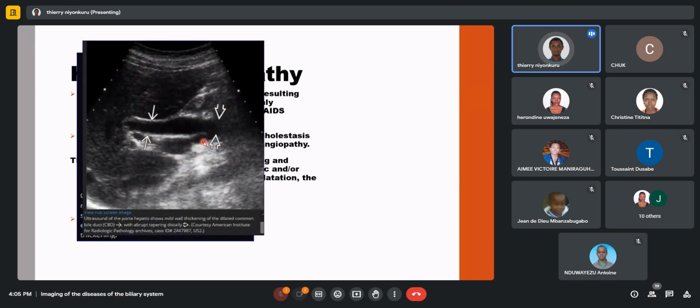So this is an ultrasound at the area of the portal hepatis, where we can see that the common bile duct is dilated, and distally there is this abrupt tapering. You can see that you don't see the continuation of the common bile duct, with this proximal dilatation. However, there is no surrounding edema or stranding, which is due to an HIV patient, which is due to HIV cholangiopathy.